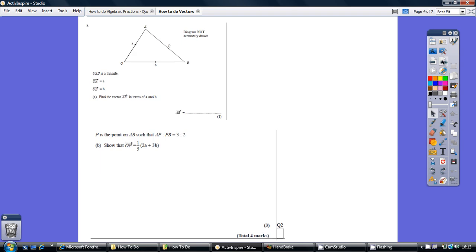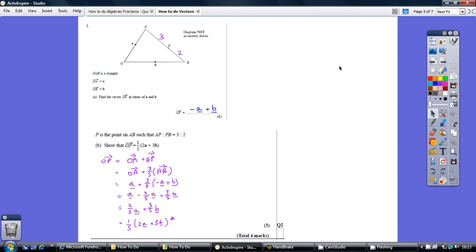Here's question two, have a go. Here's the solution to question two. Very similar to question one. It was just that you had to show something, so just at the end you have to factorise. But otherwise, exactly the same method as for question one.